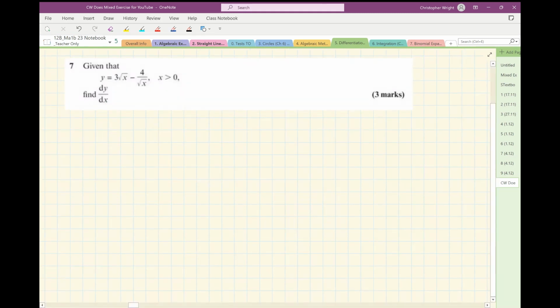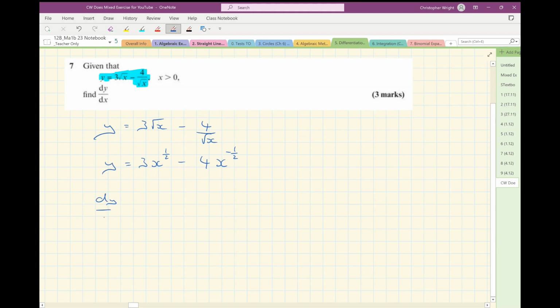Question 7. Oh, I'm liking this. Given that y is this function here, find dy by dx. So let's write down the function first. y is 3 root x minus 4 over root x. So I'm going to rewrite that using indices. So the root of x is x to the power of a half, minus 4 times x to the power of minus a half. So that is what I'm going to differentiate.